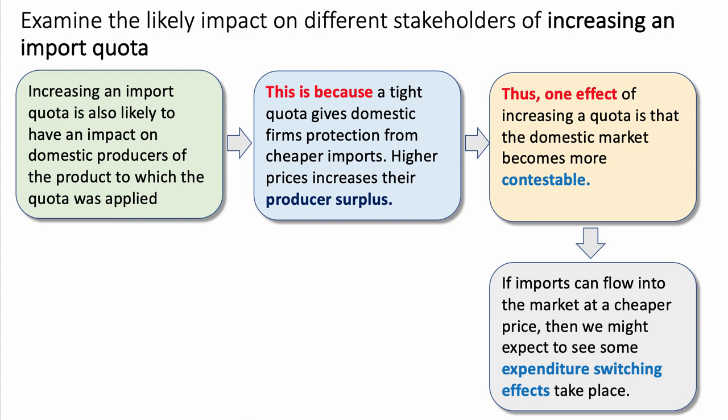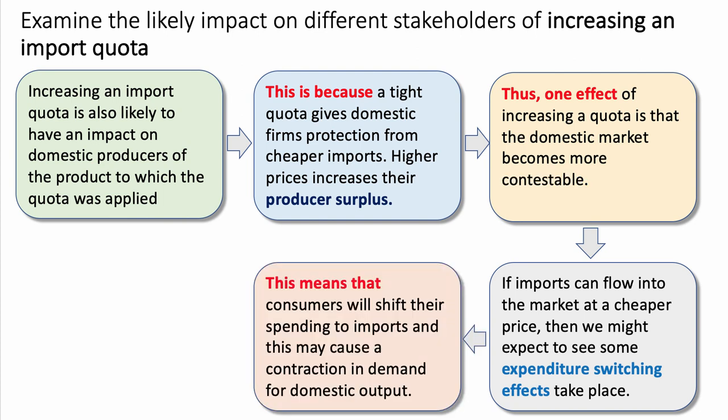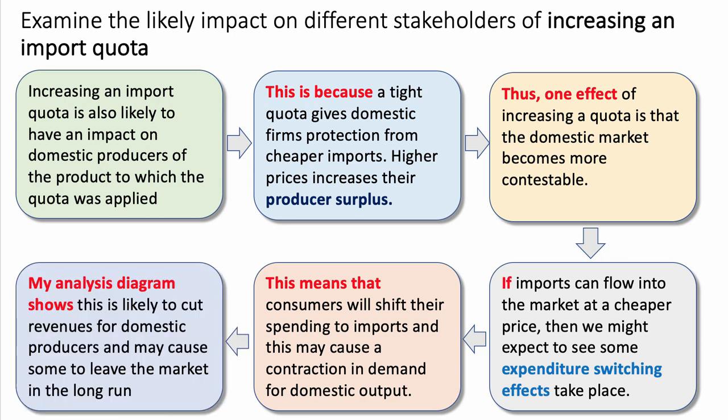If imports can now flow into the market at a cheaper price, then we might expect to see some expenditure switching effects take place. In other words, consumers will shift their spending towards cheaper imports, and this may cause a contraction in demand for domestic output. My analysis diagram shows this is likely to cut revenues for domestic producers. Their output, as we showed in the diagram, goes down and may cause some to leave the market. Perhaps if they're getting a price now which is below their variable cost, they can't even afford to make normal profit. So this is my second KAA point.